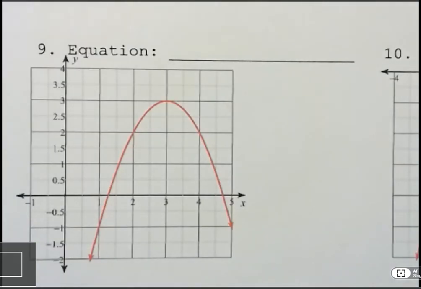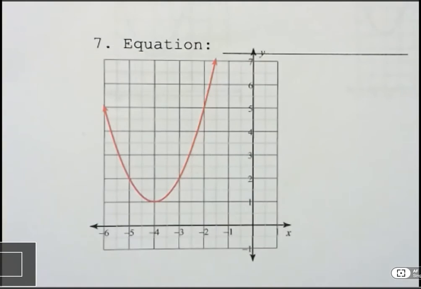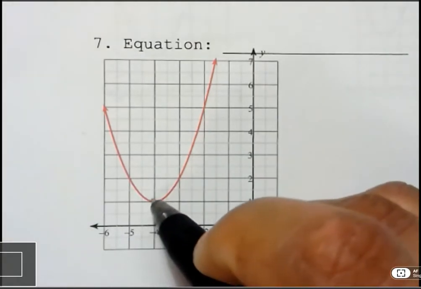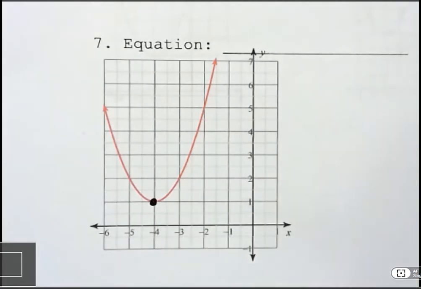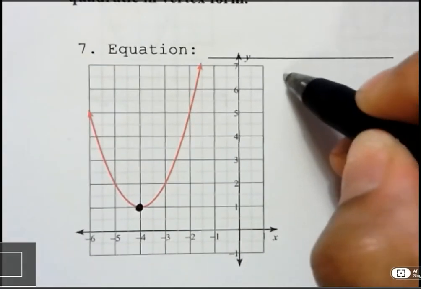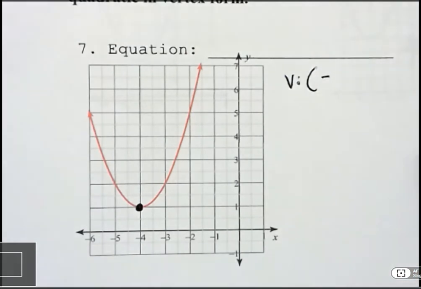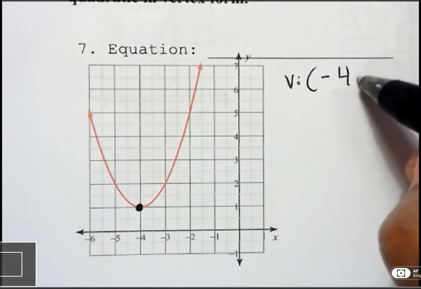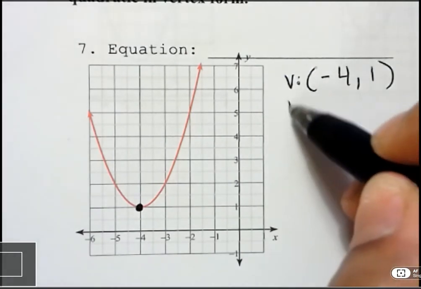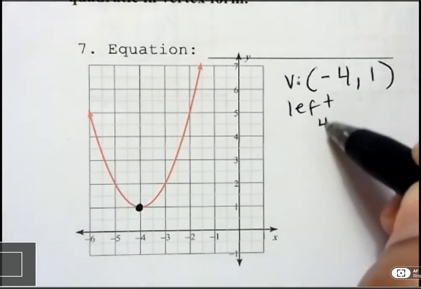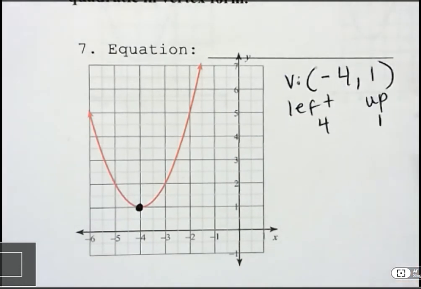Alright, so this is the interesting one where you have to come up with the equation, and all they give you is the graph. I'm going to do number 7, not number 9, okay? So the first thing you do is you identify the vertex, and the vertex is negative 4, 1. So what does this mean? This means that it moved to the left 4 units and then up 1 unit.